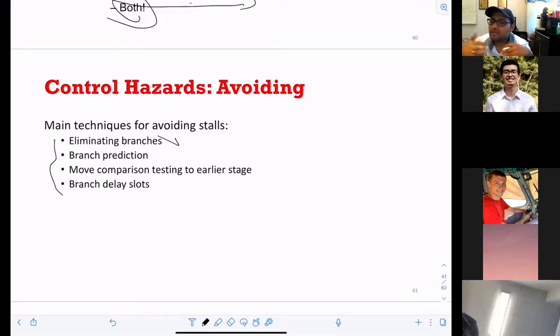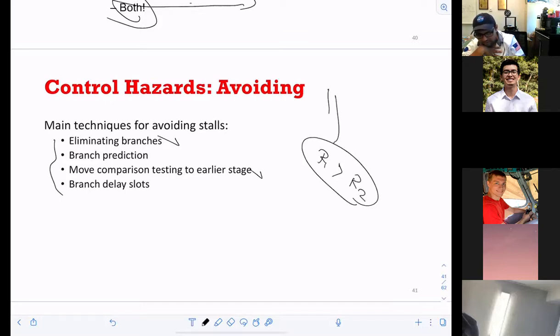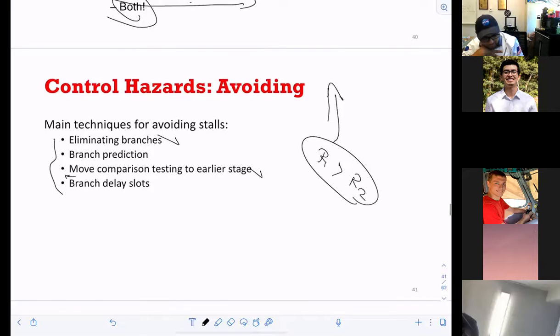The second: if I cannot eliminate branches and I have to use branches, what do I need to do? I have to move the testing earlier. That means R1 versus R2. I do this early, and I see that R1 and R2 exist. So I'm 100% sure R1 and R2 exist, then I will be able to do the branching. That's called moving the comparison testing to the early stage. Sounds good? That sounds good.